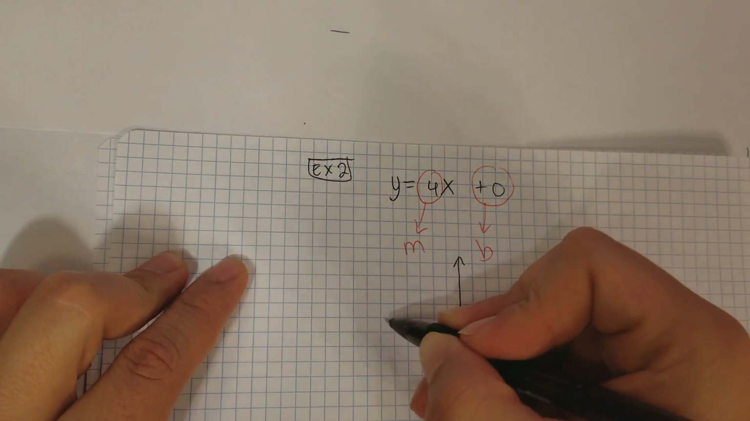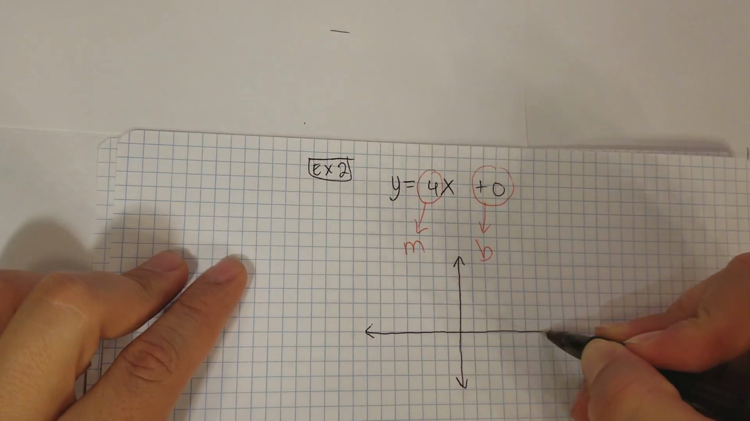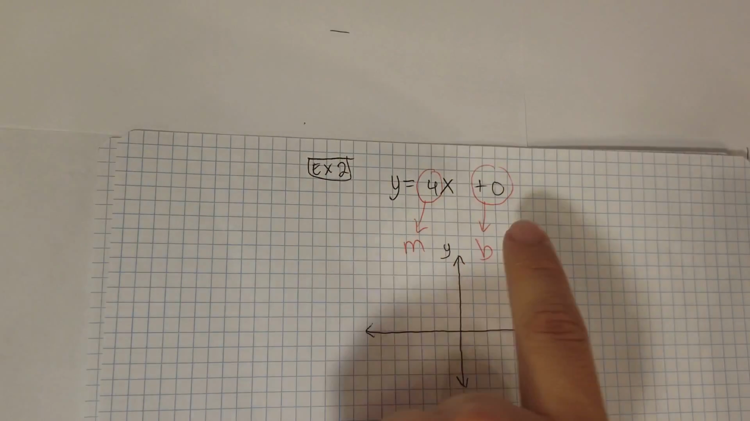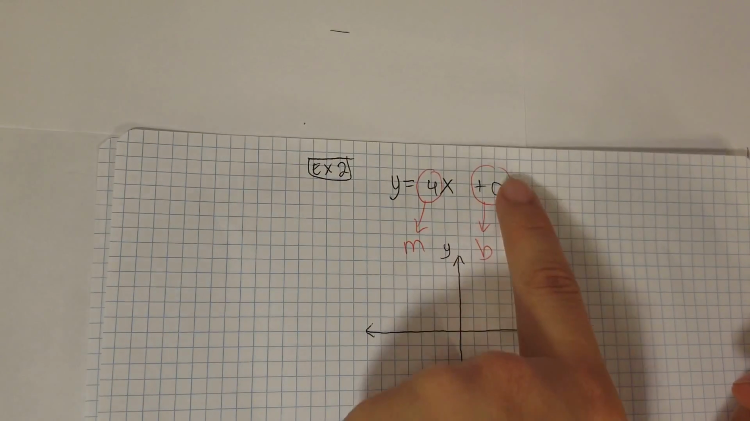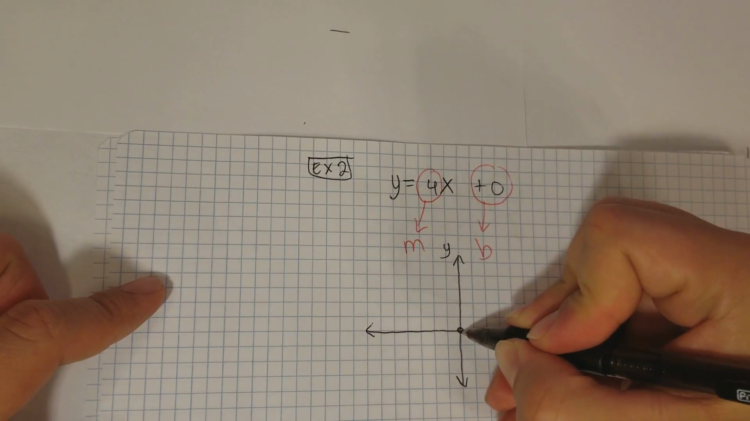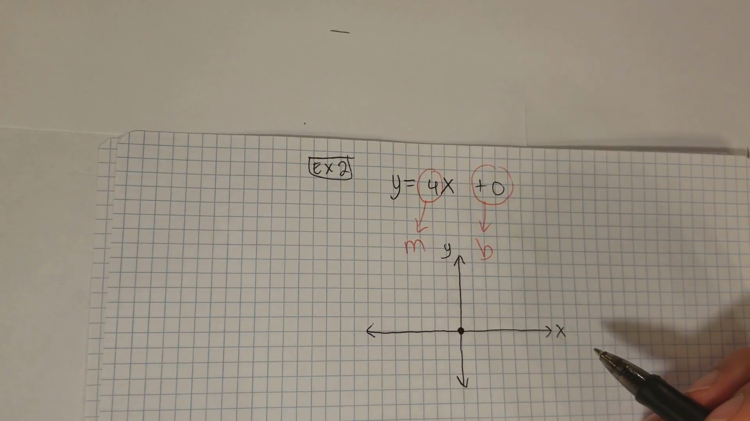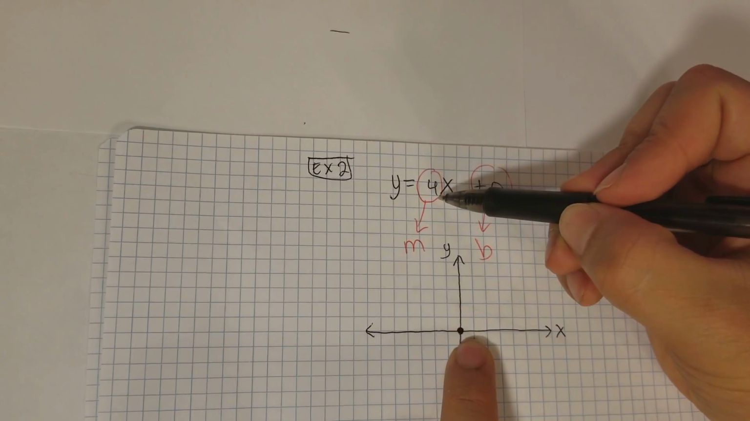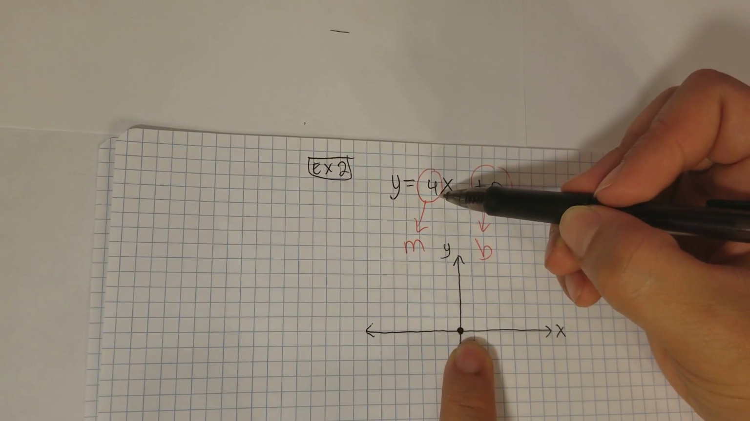So if we want to graph this line, we make our x and our y-axis. This is our y-axis, this is our x-axis. It's going to hit the y-axis at 0. So we're going to go to the 0 on the y-axis, which is right about there at the origin. And then to find the next point, we look at our slope. In this case, the slope is 4.